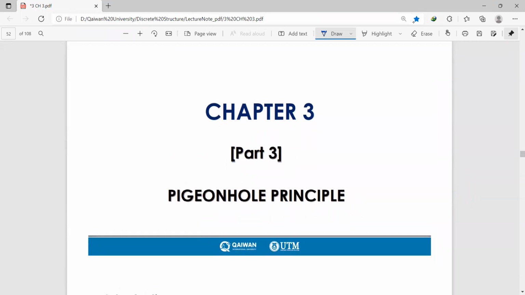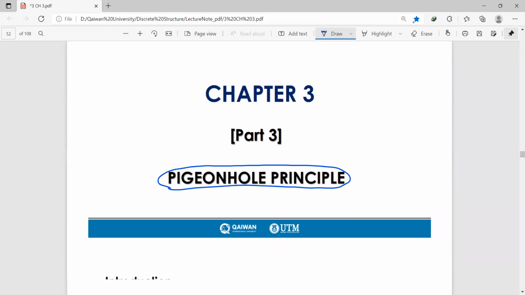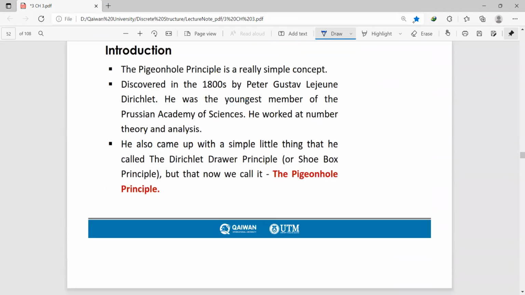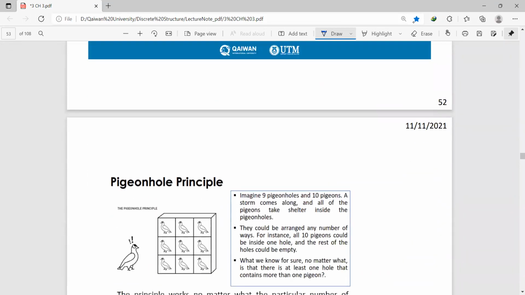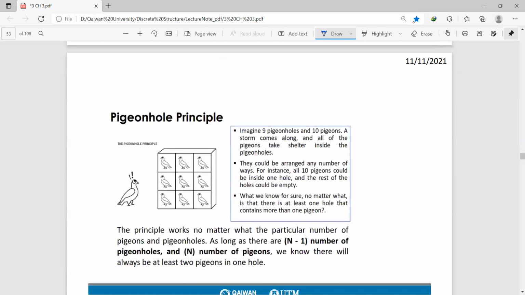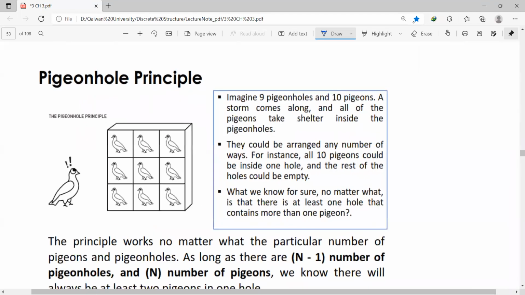And now we have part 3 of chapter 3. Part 3 is about the pigeonhole principle. Here, it's only an introduction to the pigeonhole. You can read it by yourselves. Here, I'm going to talk about what the pigeonhole principle is.